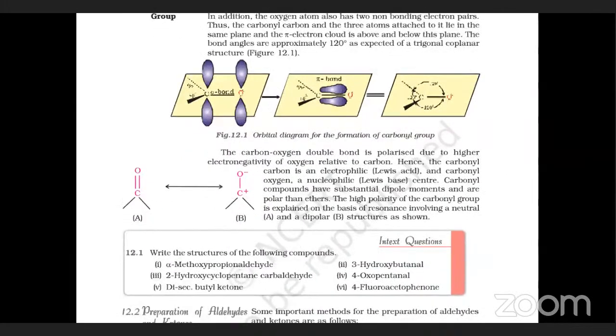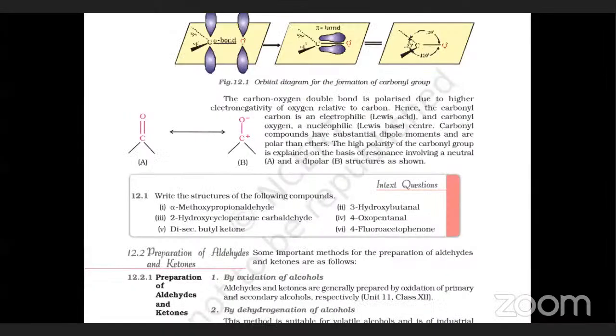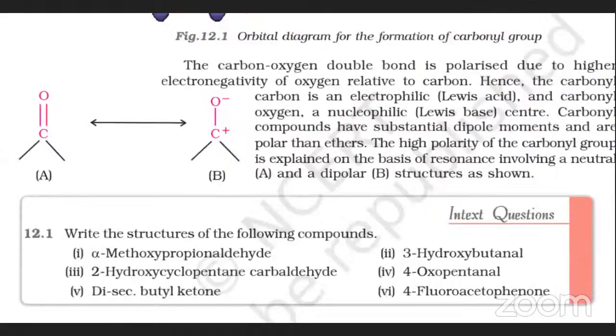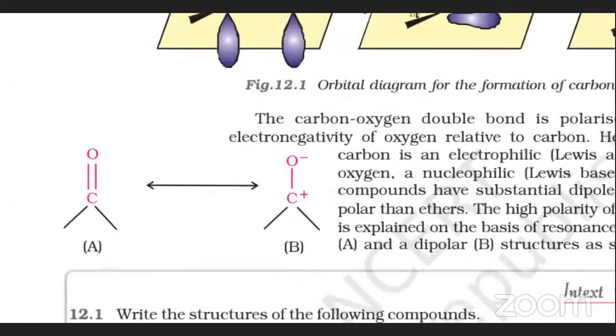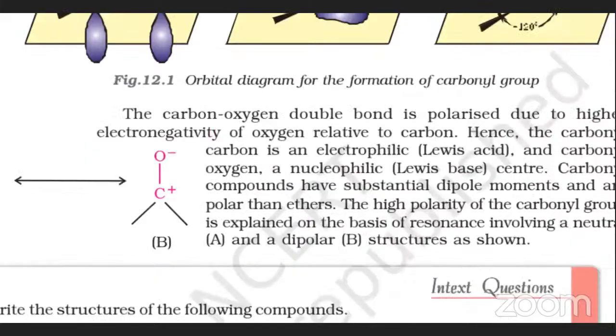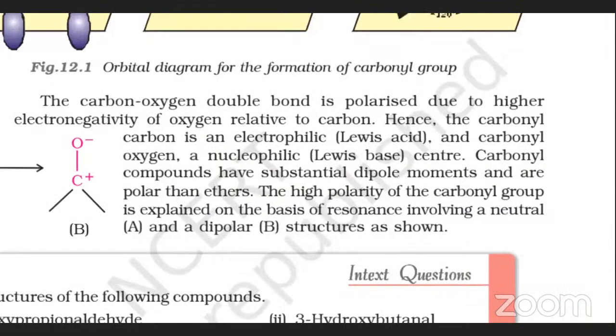This double bond group can exist in the form of a resonance structure. C=O can form C+ and O minus by migration of electrons to the oxygen. Because of its higher electronegativity, oxygen gets a negative charge and carbon gets a positive charge. So the carbon-oxygen double bond polarizes because of the electronegativity, with electrons migrating towards the oxygen. Because of that, the carbon is an electrophilic center and the carbonyl oxygen is a nucleophilic center.